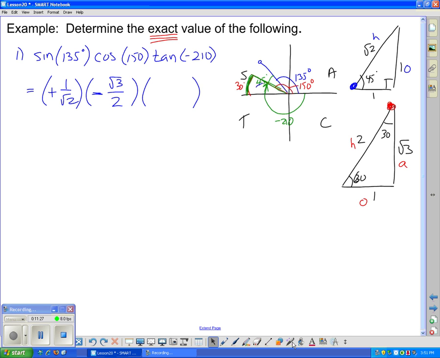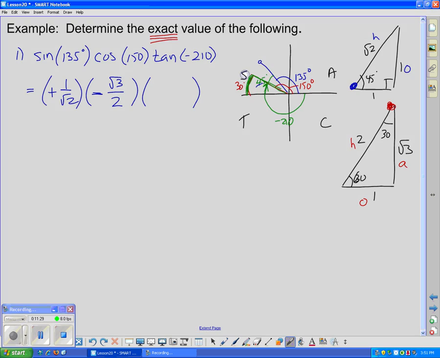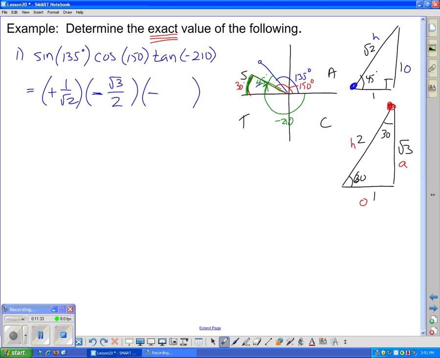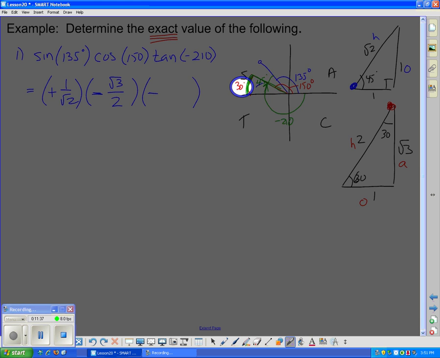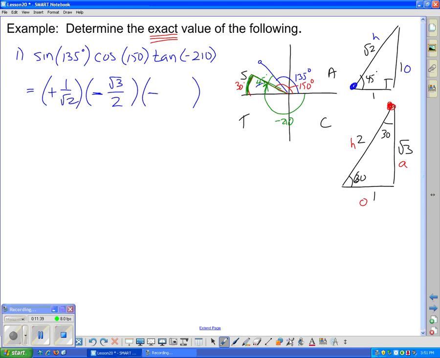So in that quadrant, only sine is positive. So that means the tan ratio will be negative. I've already indicated I'm using the 30-degree angle. So tan of 30 degrees, opposite over adjacent, is 1 over root 3. That's the hard part. Multiply across the top. So you'd have 1 times a negative, a positive times a negative times a negative. So we're going to end up with a positive result.